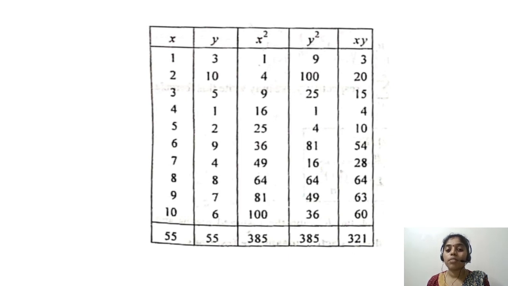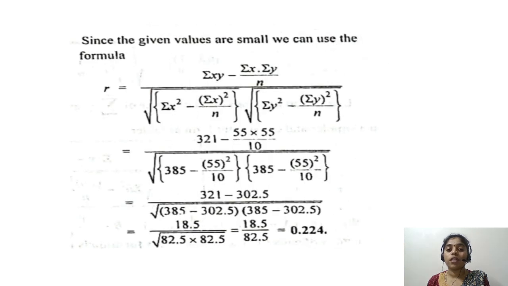So here we have summation x equal to 55, summation y also 55, summation x square is 385, summation y square is 385, and summation x into y is 321. Let us substitute all these values in the given formula, that is r is equal to, substituting all these values and simplifying, we will get r is equal to 0.224.